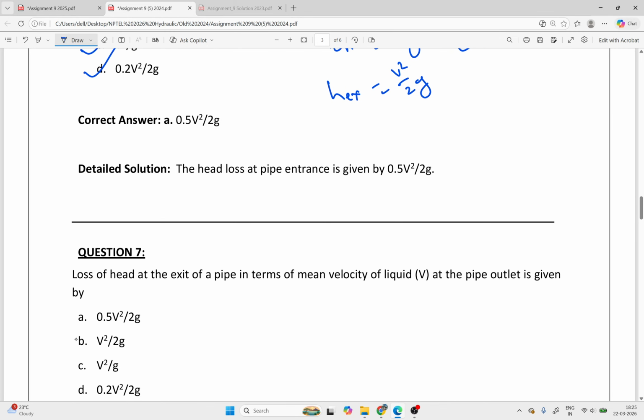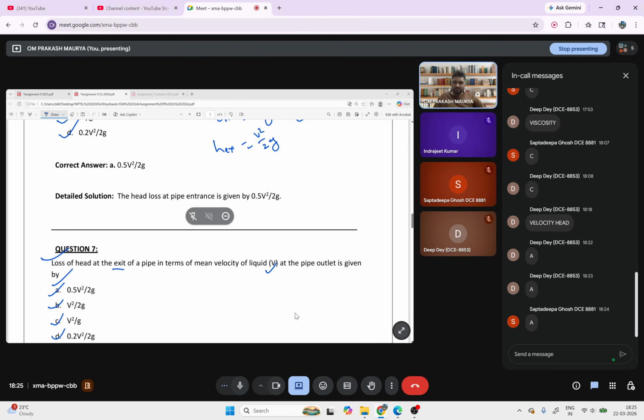Next question is the loss of head at exit. The question is: the loss of head at exit of the pipe in terms of mean velocity V at the pipe outlet is given by what? Please just write your answer in the chat box. Very easy. I want to see your answer in the chat box, as I have explained also. Just type, just write your answer please.